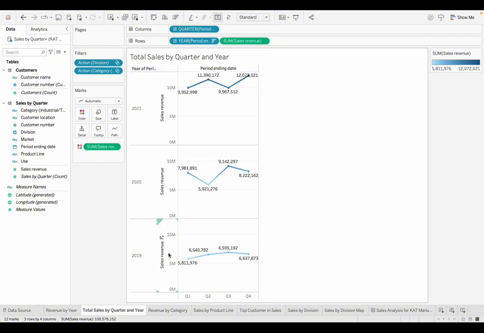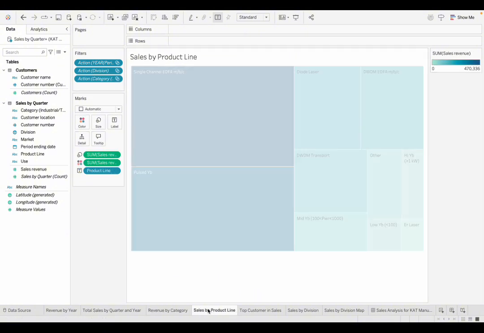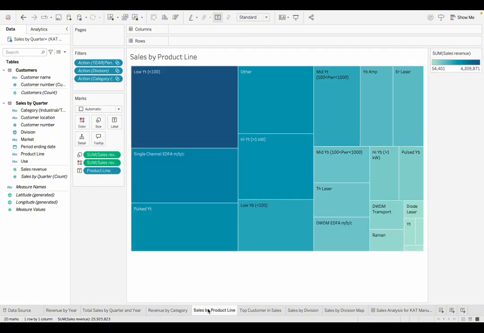I then created a total sales by quarter and year graph to break down the sales into smaller categories, making it easier to interpret. I also have a revenue by category chart that allows me to see which areas are making the most revenue in a given year or quarter. Additionally, I have a chart that breaks down sales into product lines so that I can identify which products are producing the most sales.